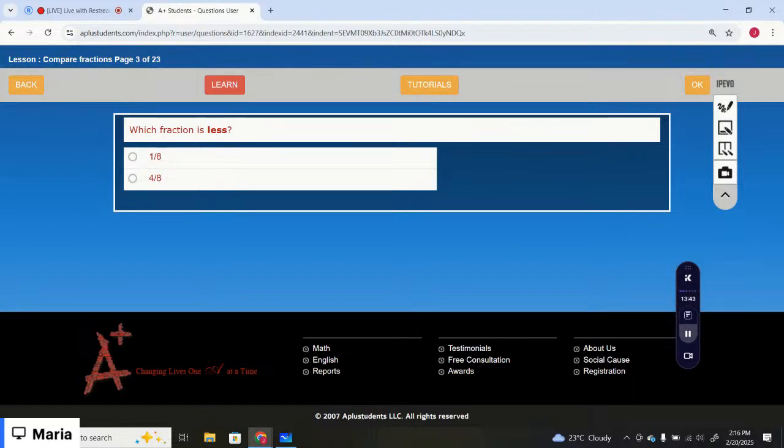Which fraction is less? 1 over 8 and 4 over 8. Option number 1 is the correct option. 1 over 8 is less than 4 over 8.